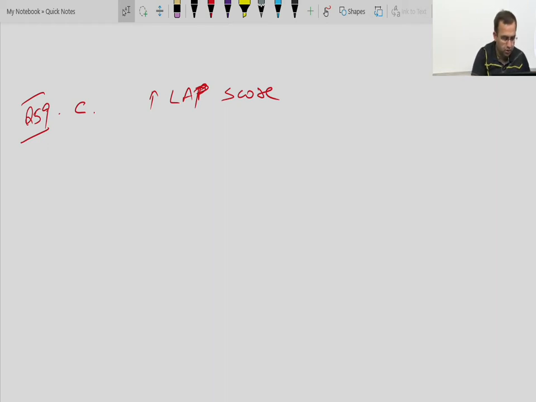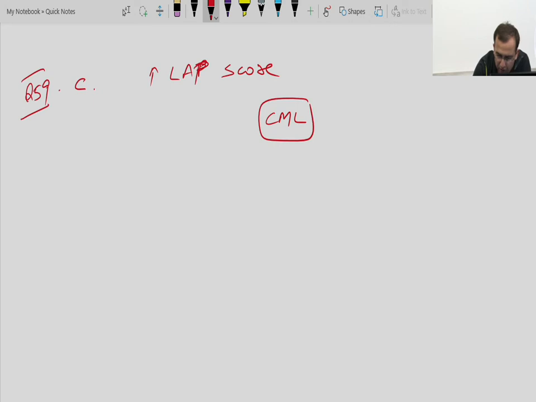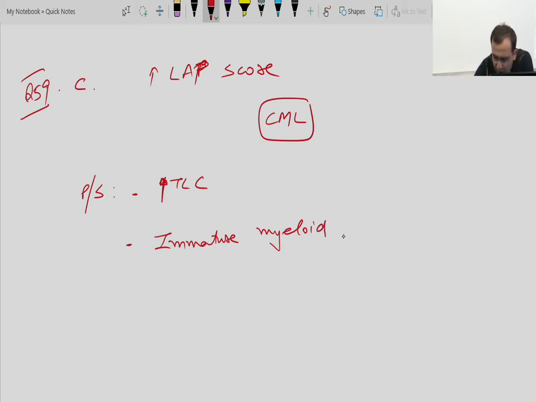So before we go further, let us see the features of chronic myeloid leukemia, CML. First point, starting with peripheral smear, they show a high TLC. What do we mean by high TLC? Normal TLC of an adult is 4,000 to 11,000. Here the TLC is markedly increased. Let us assume it to be 90,000 to 1,00,000. High TLC with presence of immature myeloid precursors in peripheral blood.